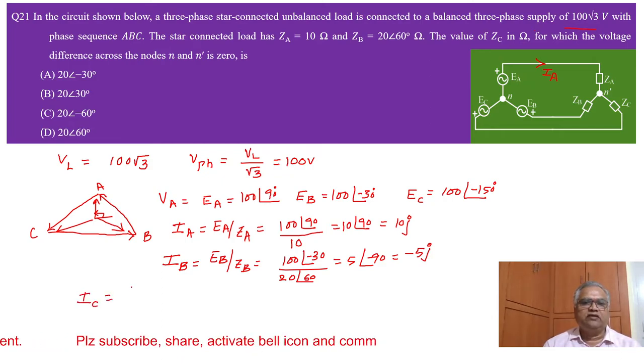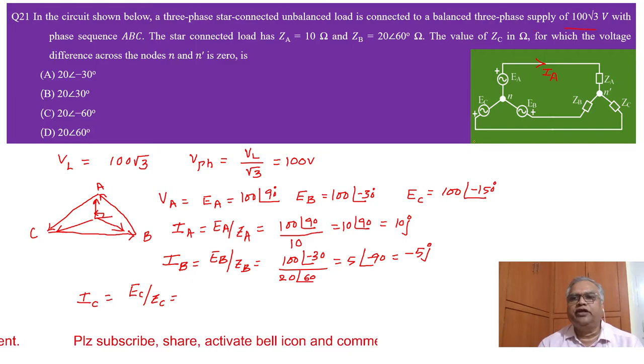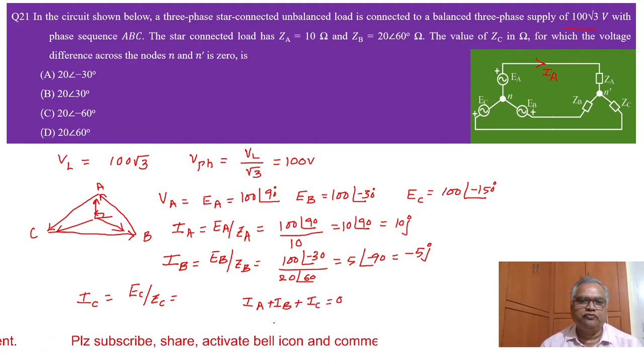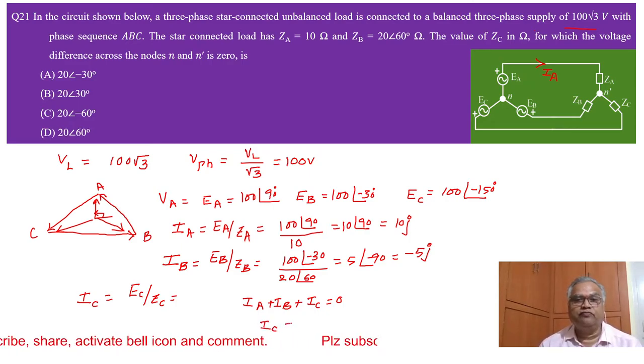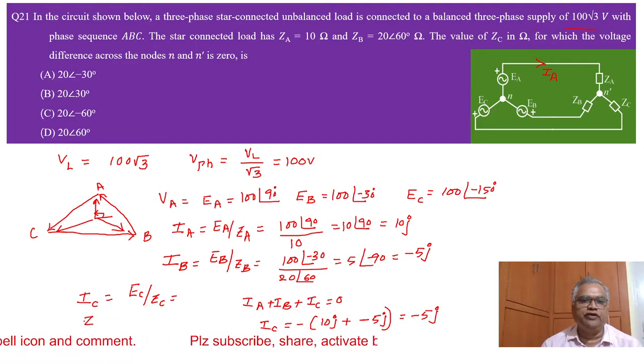Then find out IC, which is EC by ZC. But ZC we have to find. And what is the condition given? Voltage at N prime is 0. That is possible only when IA plus IB plus IC equals 0. So what is the IC value? Minus of IA plus IB. What is IA? 10j. What is IB? Minus 5j. So if you simplify, minus 5j will come. This is IC.